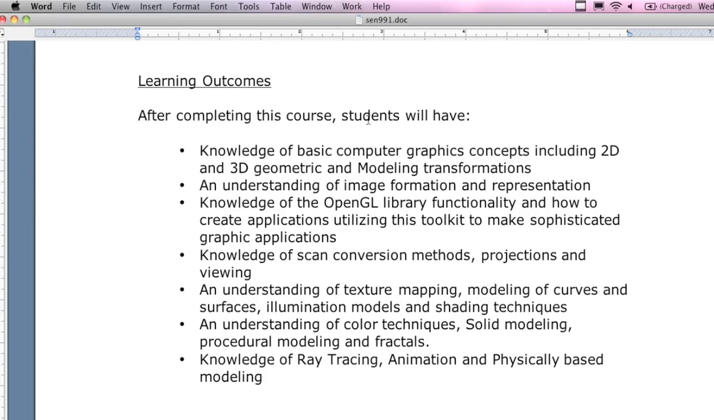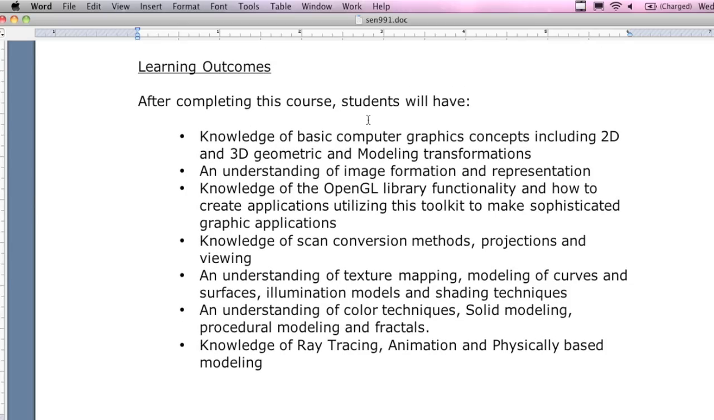All right, we'll talk about 2D and 3D. So here are our learning outcomes after completing this course. Knowledge of computer graphic concepts, including 2D and 3D. Geometric and modeling transformations. Yes, that's a big point right there.